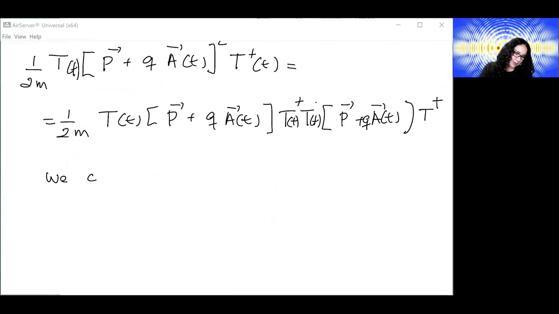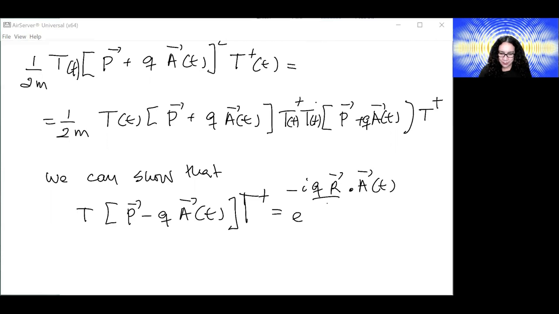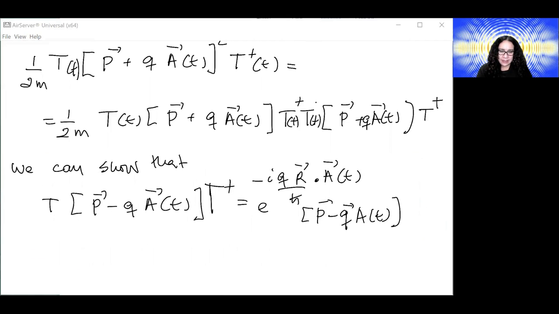So I can show that T (P minus Q A T) T dagger is, putting the transformation, e to the minus i Q R A T divided by h bar, times P minus Q A T, getting this wrong, and then times e to the i Q R A T over h bar, which is T dagger.